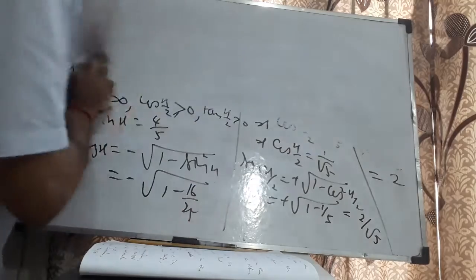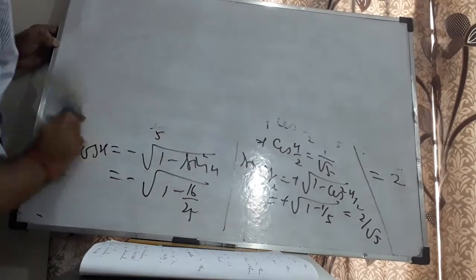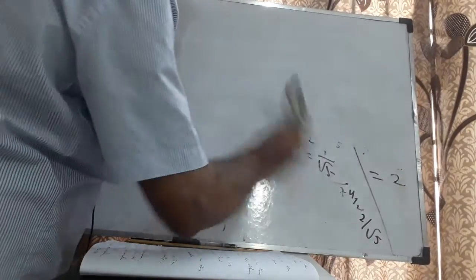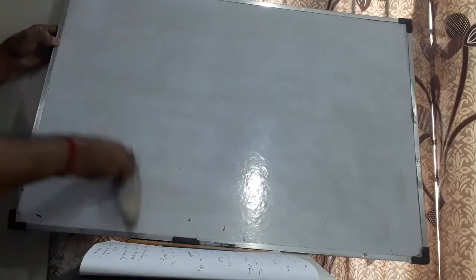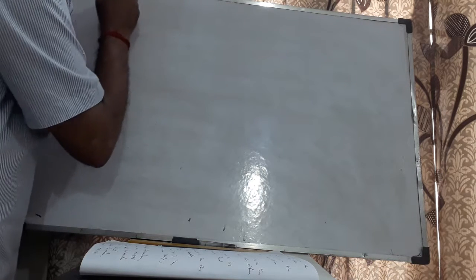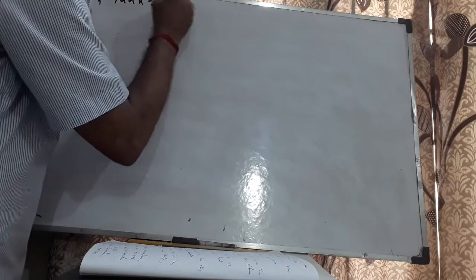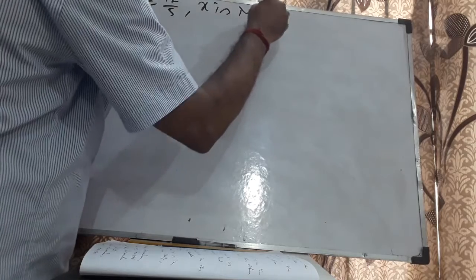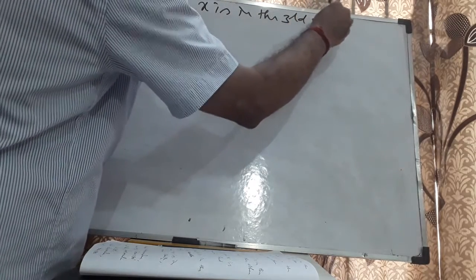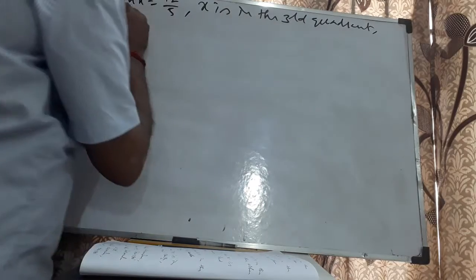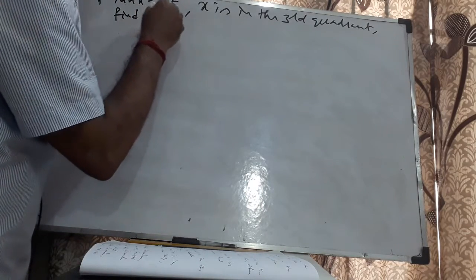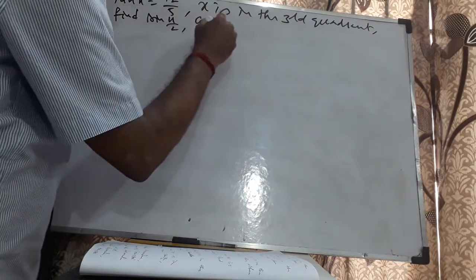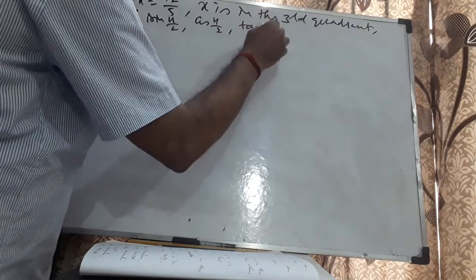Okay, we'll just discuss one more problem. It is already more than 10 minutes I believe, but still it will take only 5 minutes to do the next problem. Just listen carefully here. If tan x is equal to 12 by 5, x is in the third quadrant, find sin x by 2, cos x by 2, tan x by 2.